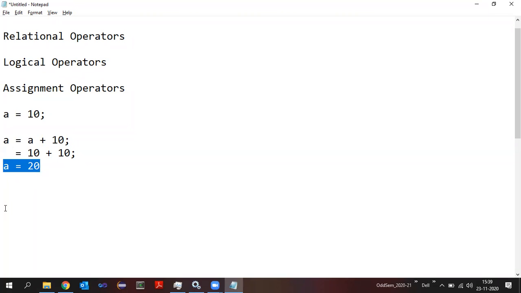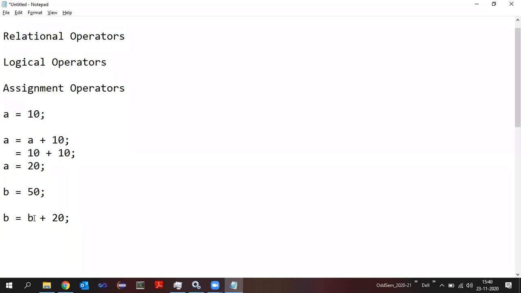It will be 20. Are you following this one, student? Now for example, say B equal to 50. Then if I write B is equals to B plus 20, now tell me, after this particular statement or when this particular operation happens, what will be the value of B? 70. It will be 70. Yes, very good.